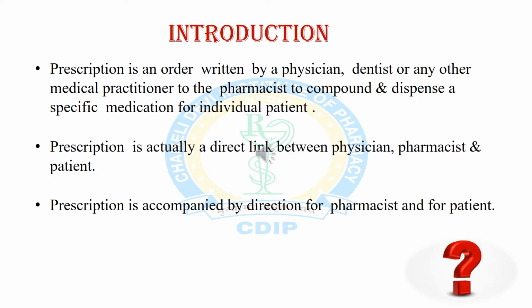Prescription is actually a direct link between physician, pharmacist and patient. Prescription is accompanied by direction for the pharmacist as well as direction for the patient. Direction for the pharmacist is in terms of number of dosage forms and type of dosage form the pharmacist has to prepare, and direction for the patient is regarding administration of the drug.